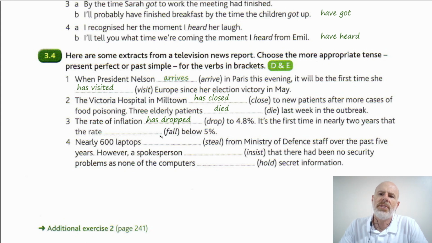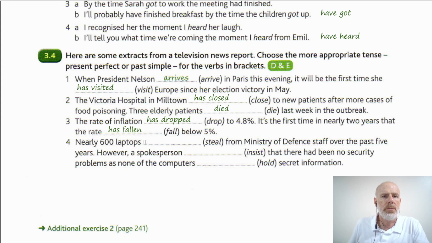It's the first time in nearly 2 years that the rate has fallen below 5%. Now it's a collection of events during these 2 years. Has fallen. Oh, it's good when the inflation drops, I believe. Nearly 600 laptops have been stolen, right? Now it's passive voice.